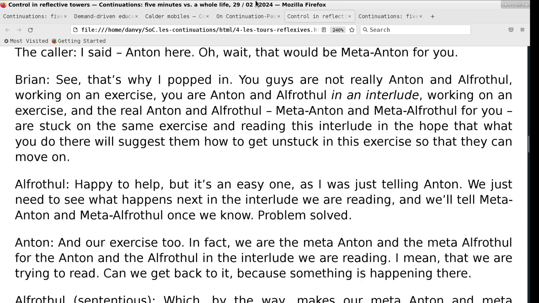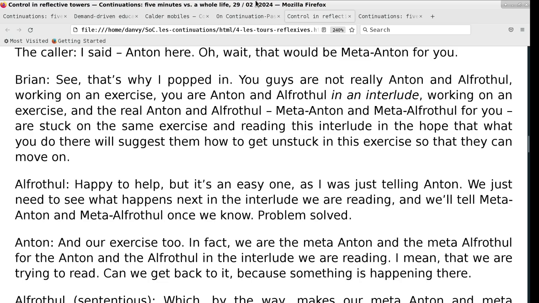Happy to help, but it's an easy one, as I was just saying, Anton. We just need to see what happens next in the interlude we are reading. And we will tell Meta Anton and Meta Pro 2 once we know. Problem solved, and our exercise too. In fact, we are the Meta Anton and the Meta Pro 2 for the Anton and the Pro 2 in the interlude we are reading. I mean, that we are trying to read. Can we get back to it?